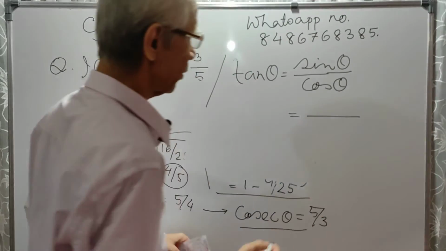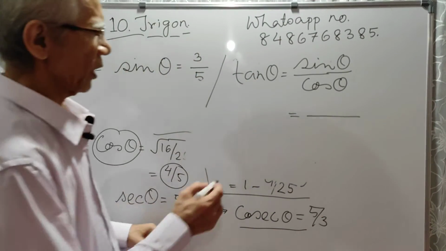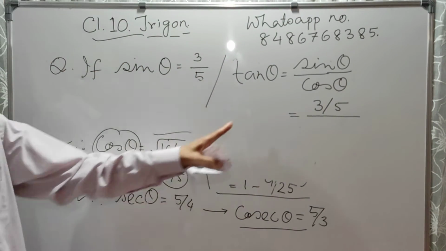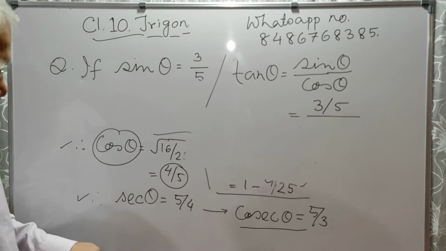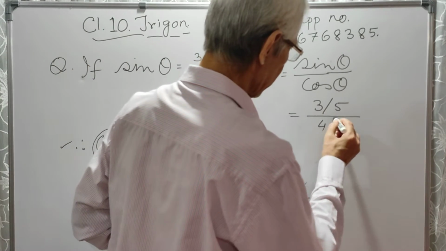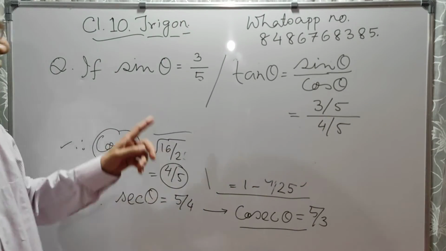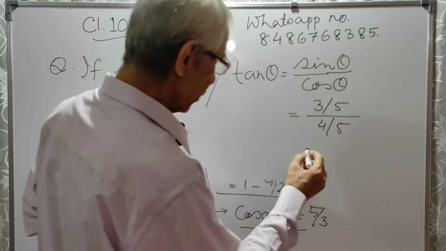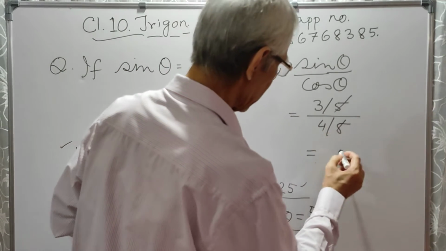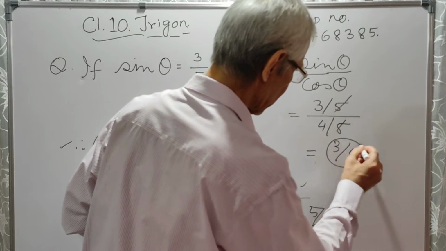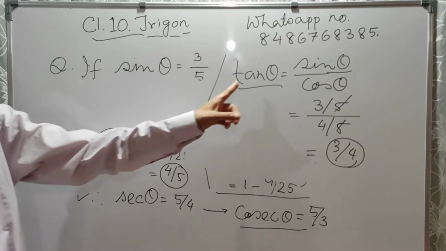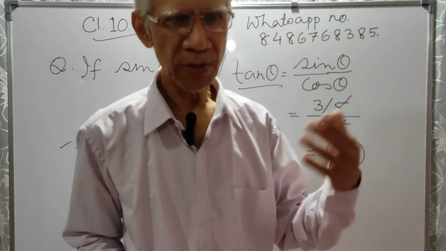Now let us put the value. What is sin theta? Sin theta is 3 by 5. And what is cos theta? Cos theta we have 4 by 5. Now this 5 cancels. So what remains? 3 by 4. So this is the value of tan theta. So tan theta is 3 by 4.